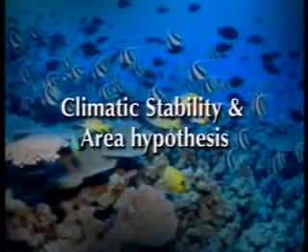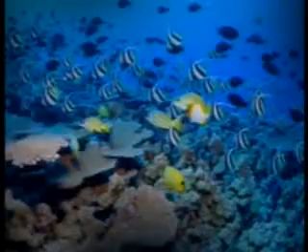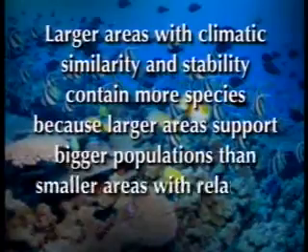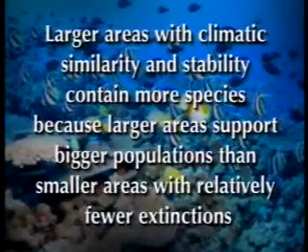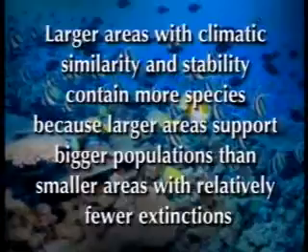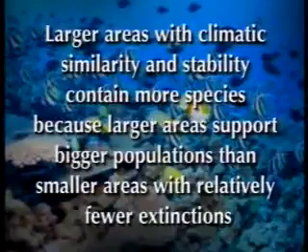As students of ecology or plant sciences, you must be knowing that larger areas with climatic similarity and stability do contain and sustain more species because larger areas support bigger populations than smaller areas, with relatively fewer rates of extinction, because the larger the population is, the less are the chances of extinction. And in smaller populations, or what we sometimes also call fragmented populations or metapopulations, the chances of species extinction are more.